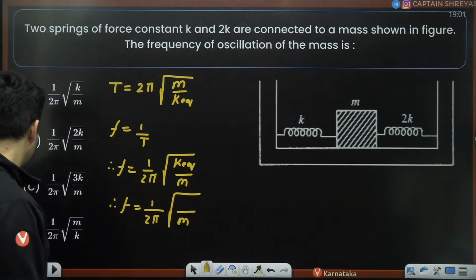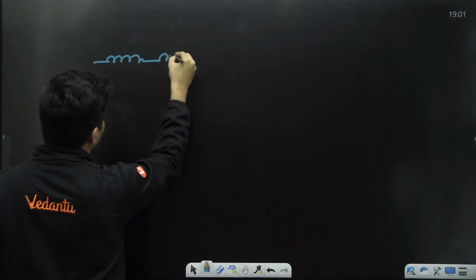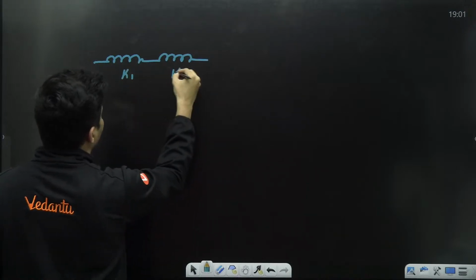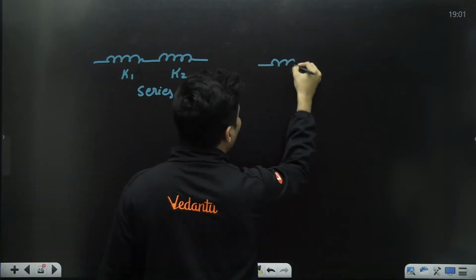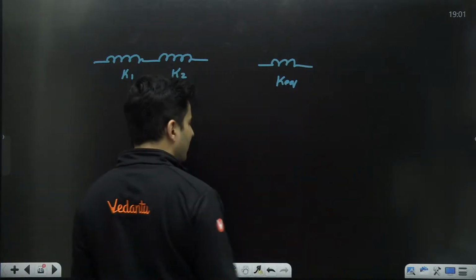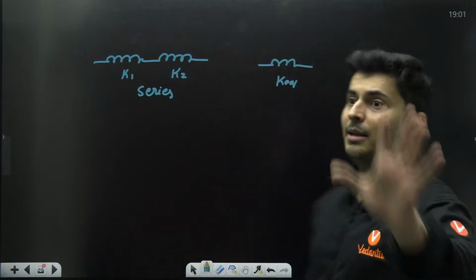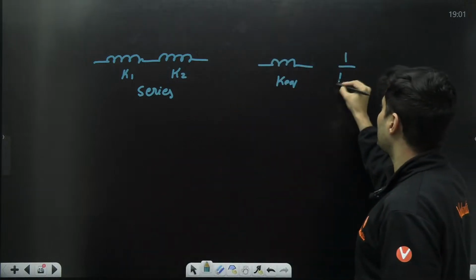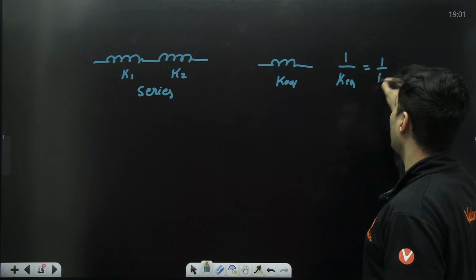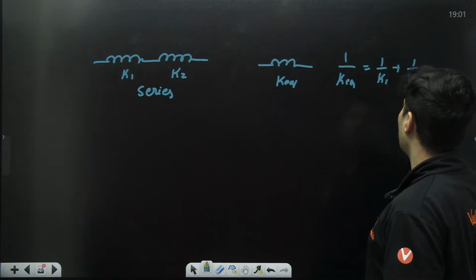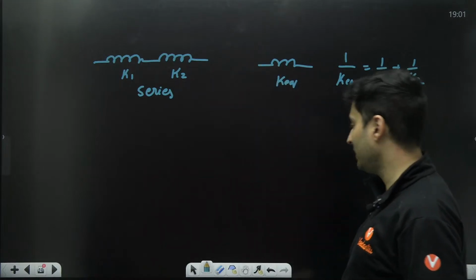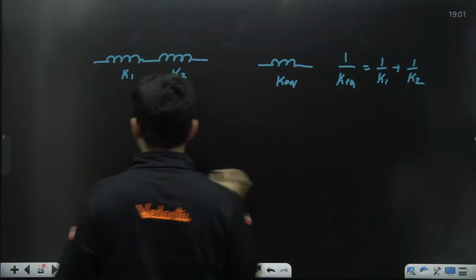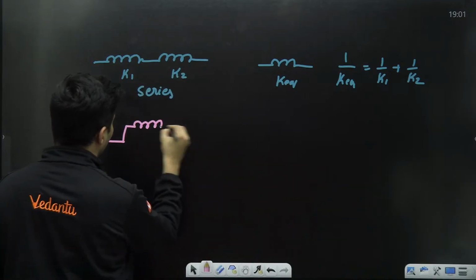What to do in such cases? I'll tell you. Whenever springs are in series, basically they are one after the other, and the equivalent spring constant is given by 1 by k equivalent equals 1 by k1 plus 1 by k2. Use the formula for parallel resistors for springs in series. It is opposite.